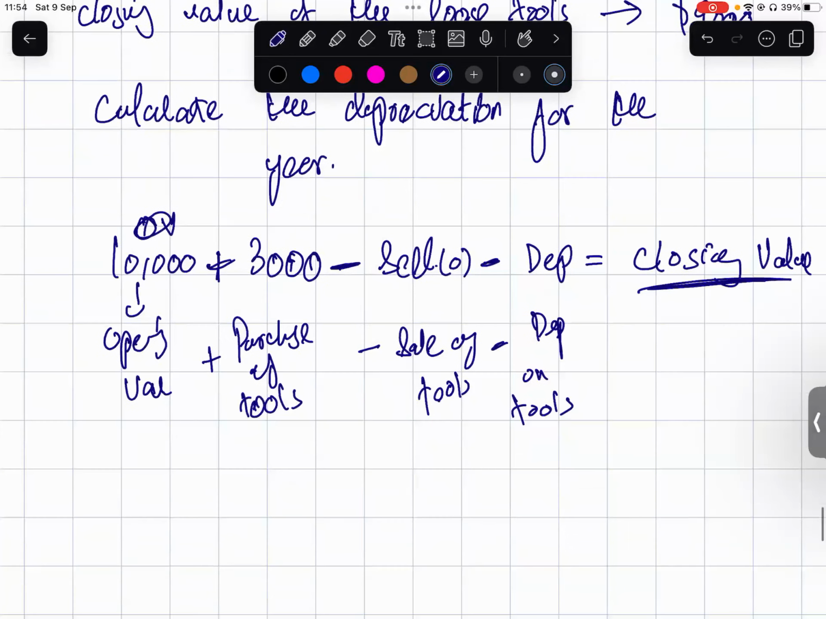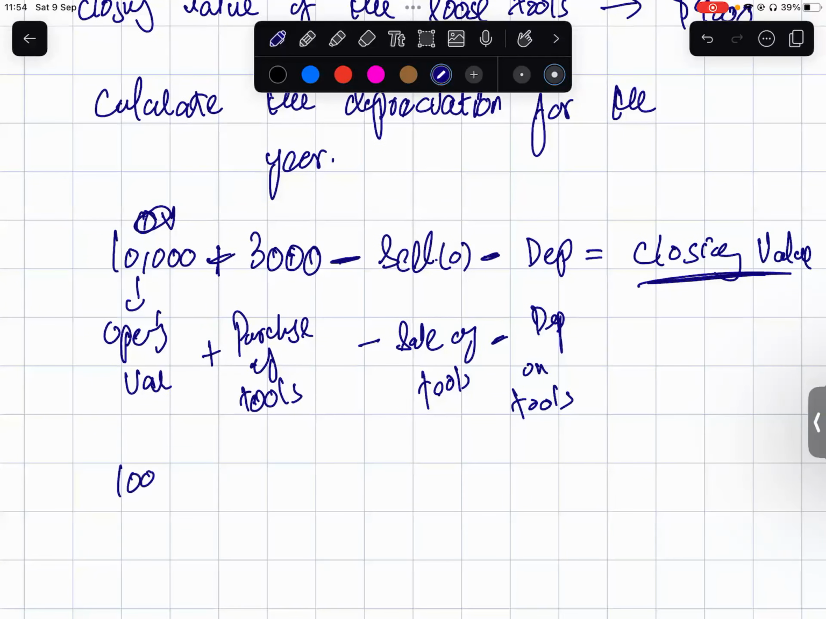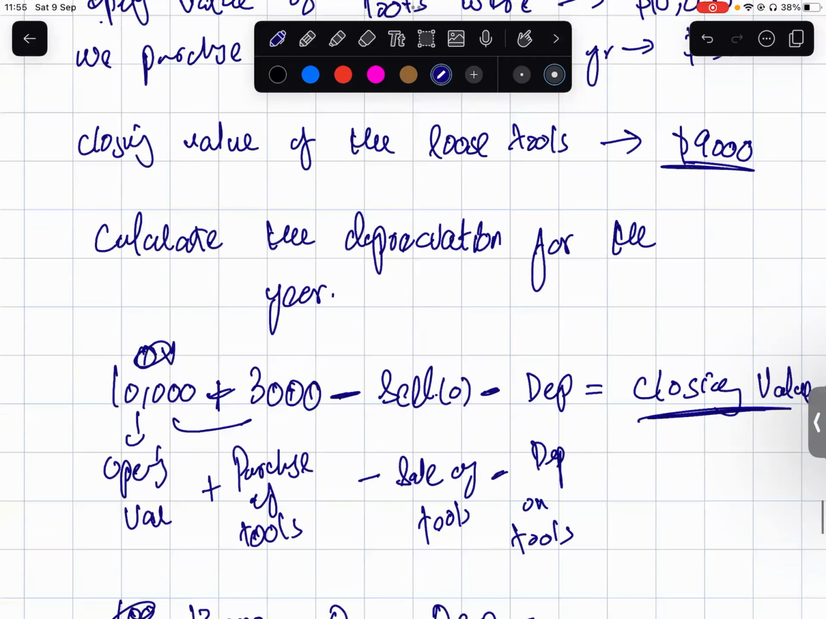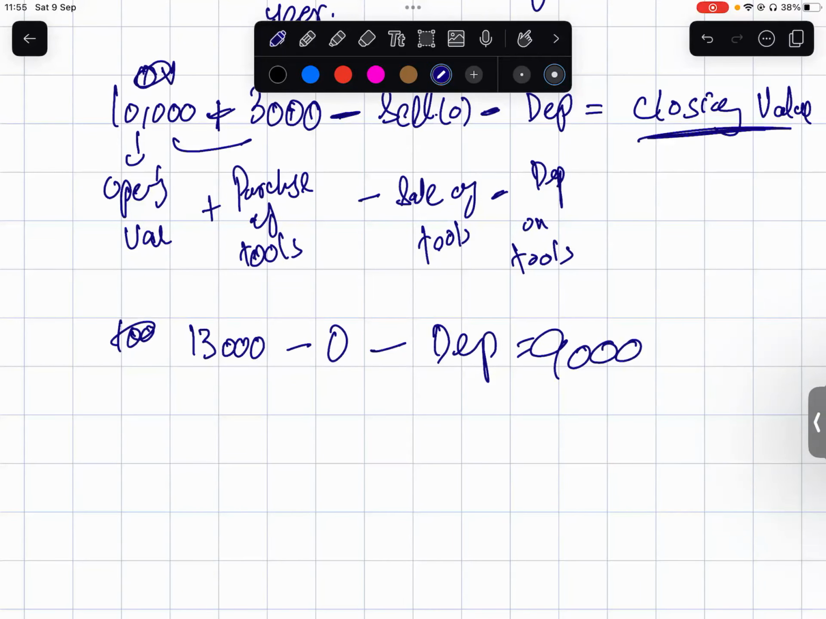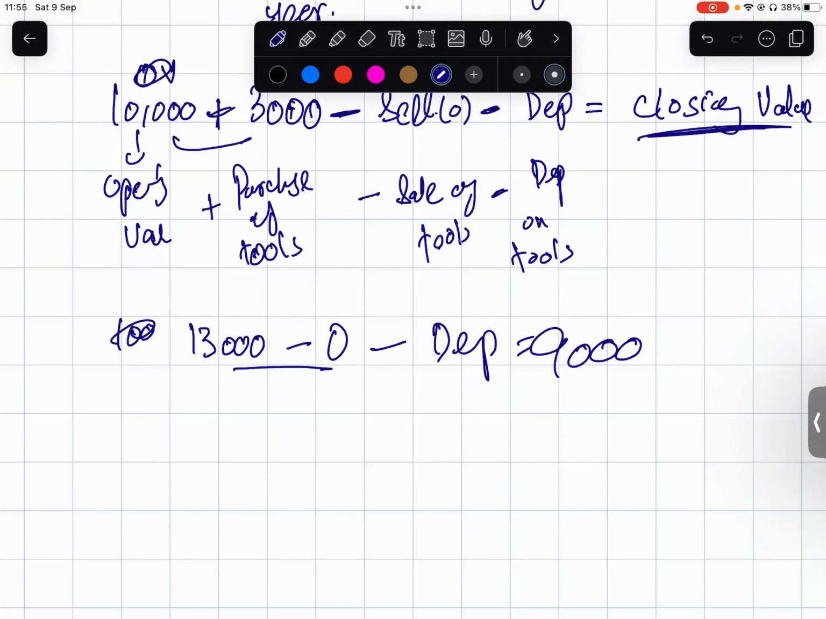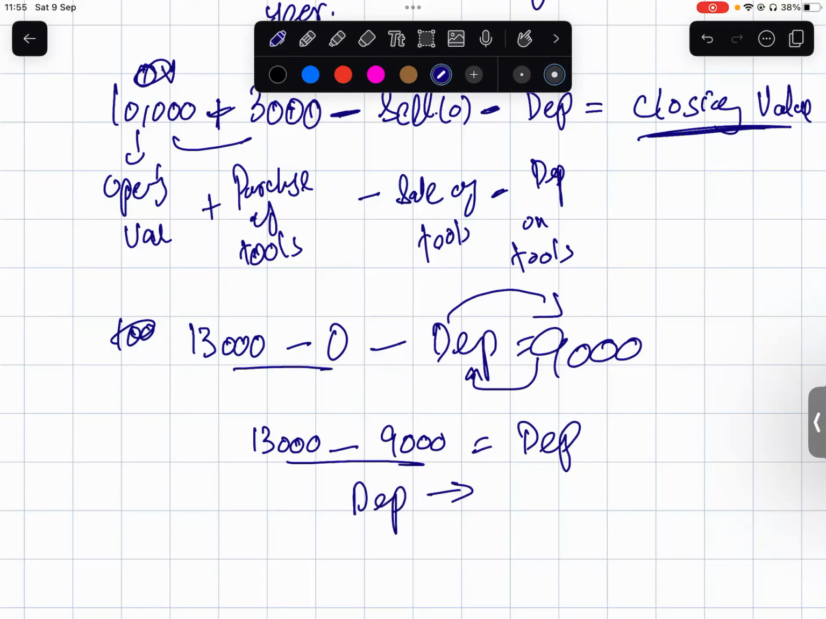So you just solve this mathematically. We have 10,000 plus 3,000, we have 13,000, minus 0, because obviously we have not sold anything, minus depreciation is equal to the closing value, which is 9,000. We take this 9,000 and move all those things there. So 13,000 minus 0 will be 13,000. Minus, we move this here, we get 9,000. And we move depreciation here. So the depreciation for the year would be 13,000 minus 9,000, 4,000. Is this clear? Is this clear, Zan, or any questions?